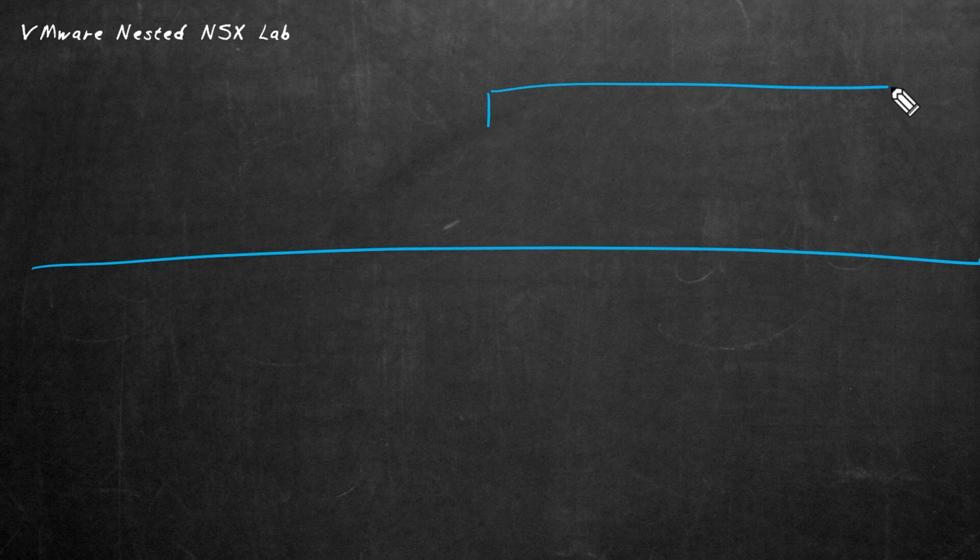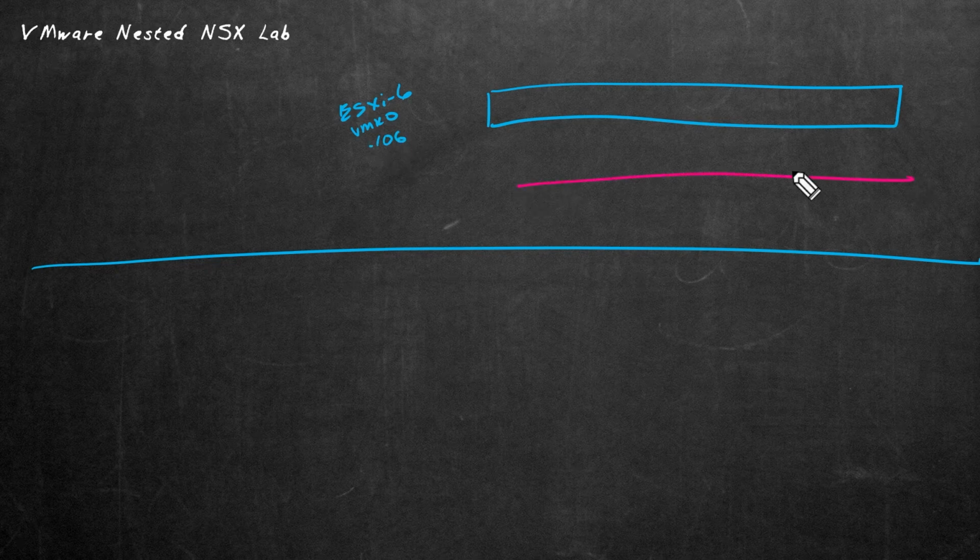So currently I've got the physical host sitting right next to me. Again, this is ESXi 6, and with VM kernel adapter 0, it's reachable at 192.168.1.106. So let's go ahead and draw in my 192.168 network right here. This is 192.168.1 with a 24-bit mask.